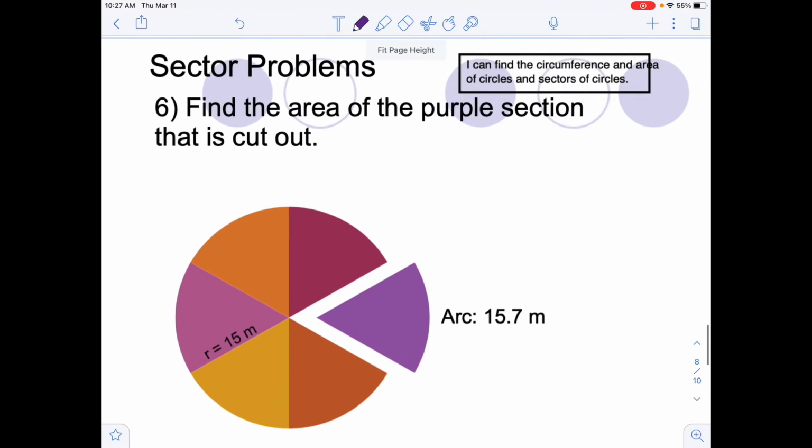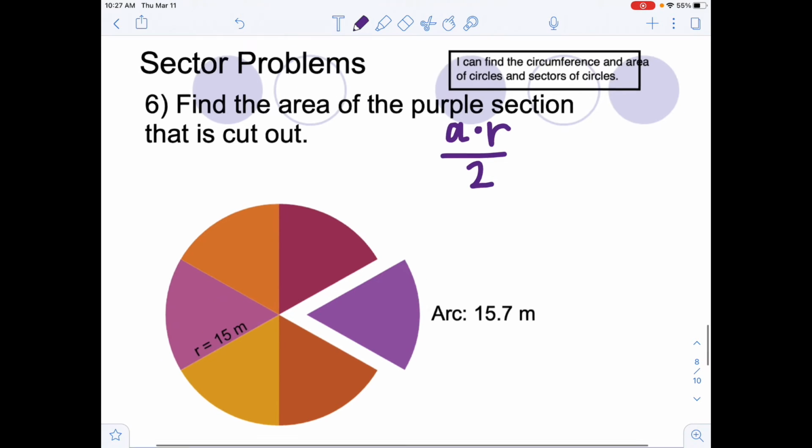This problem says find the area of the purple section that is cut out. So area of a triangle is 1/2 base times height, or base times height divided by 2. To find the area of a sector, it's actually very similar. We're gonna take arc times radius divided by 2. And that's gonna give us the area of the sector.